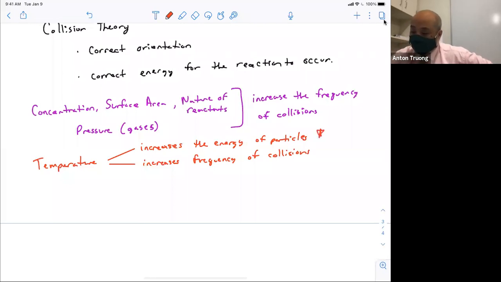But the idea is that the increase in energy of the particles is more influential in the rate of reaction versus the frequency of collisions. Because you can have as many collisions as you want. If they don't have the right energy, then nothing's going to happen. So making more particles have the right amount of energy to react is kind of vital to this rate of reaction here.